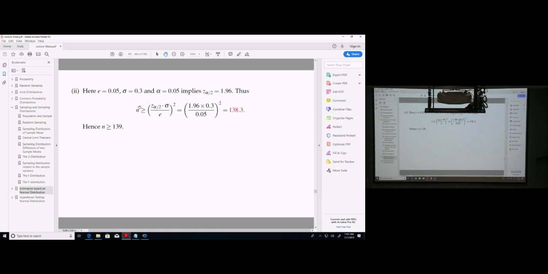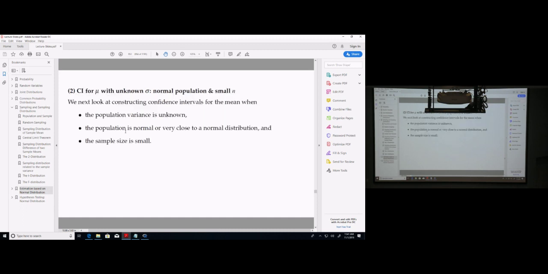Okay, in order for the margin of error to be 0.05 with 95% confidence, my n has to be bigger than or equal to 138.3. So that means I have to use 139. So you need to have a sample size of 139.